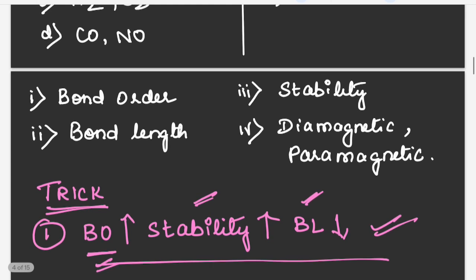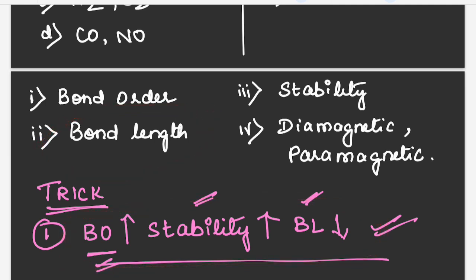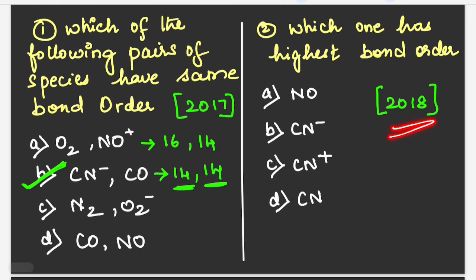Once you know the bond order, if they ask for bond length, using this relationship you can find their bond length, and also stability. Is this easy to solve any kind of question on bond order, bond length and stability? The second question I have taken from 2018. You have to find which one has the highest bond order.